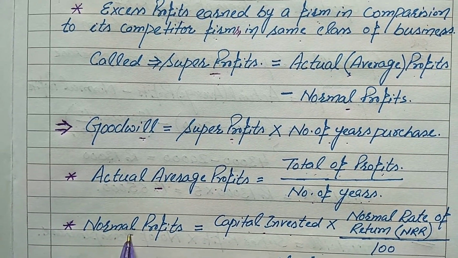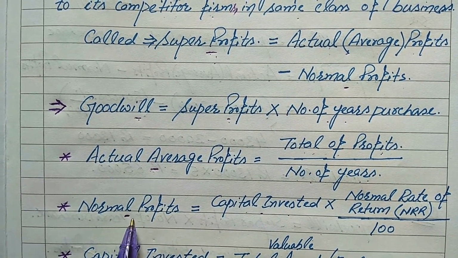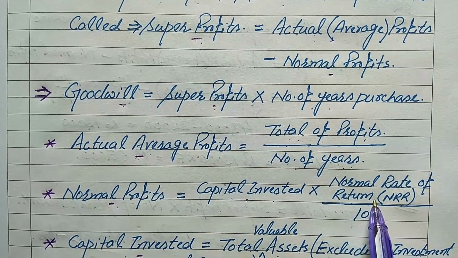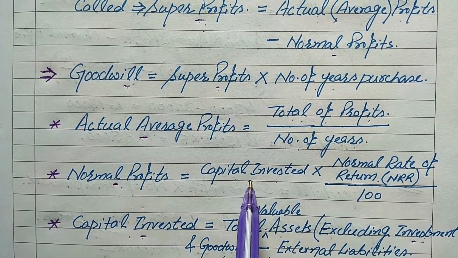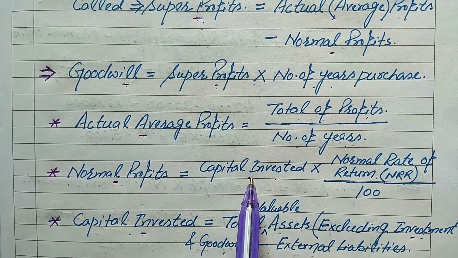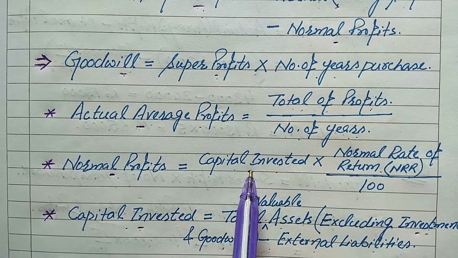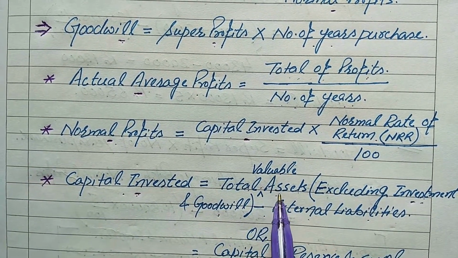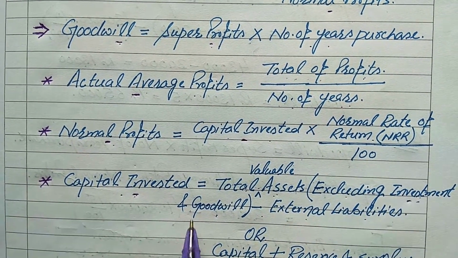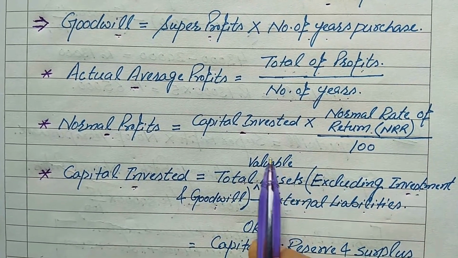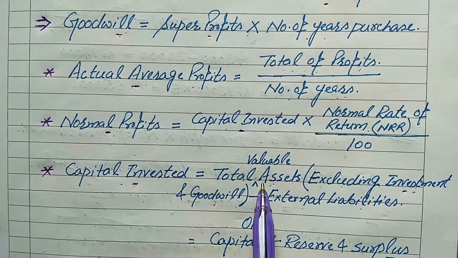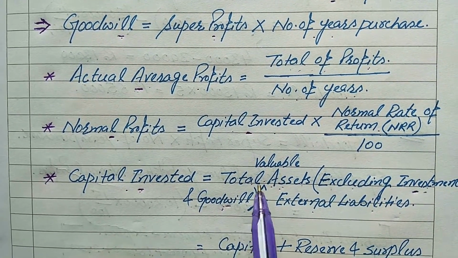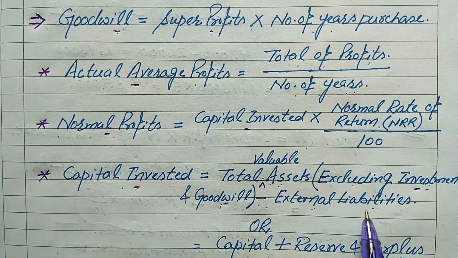The second requirement in this case is normal profit, and the formula for the calculation of normal profit is capital invested multiplied by normal rate of return. If capital invested is not directly given in the question, then we also have to calculate the capital invested of the business. The formula for the calculation of capital invested is total valuable assets excluding investment and goodwill. It means when we take into consideration the total valuable assets, we will not take into consideration outside investment as well as goodwill. The total valuable assets minus external liabilities.